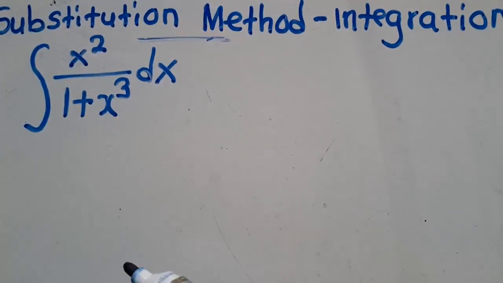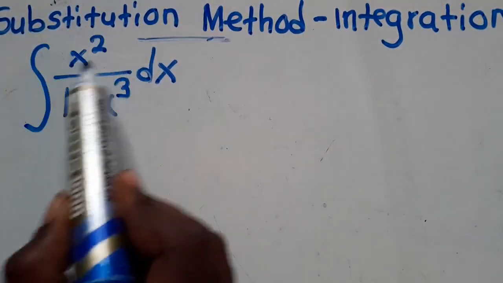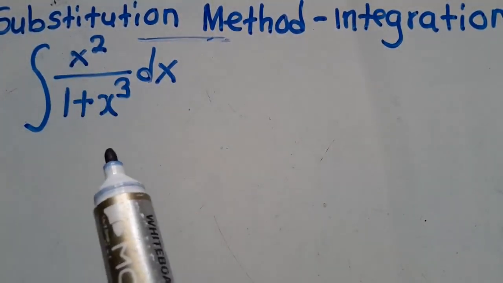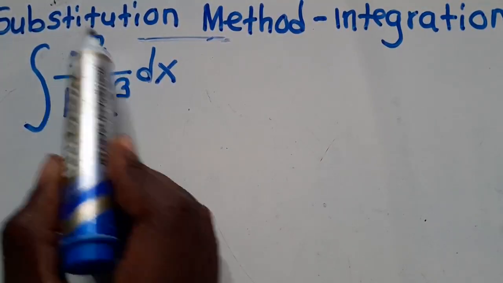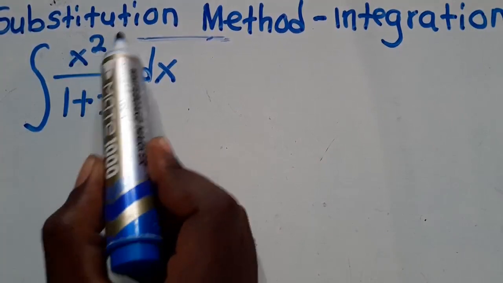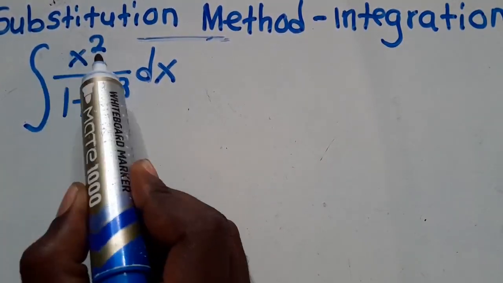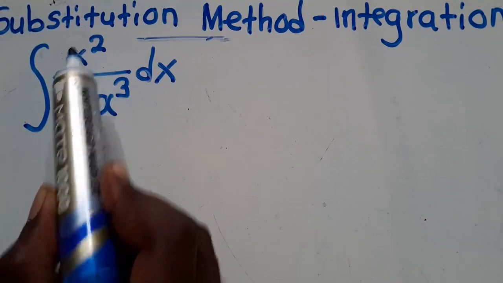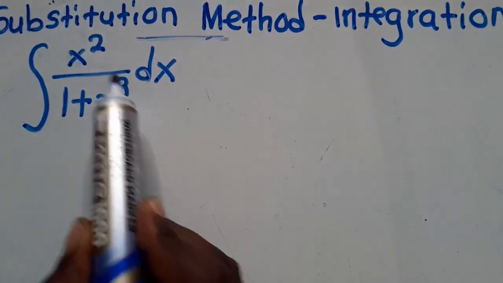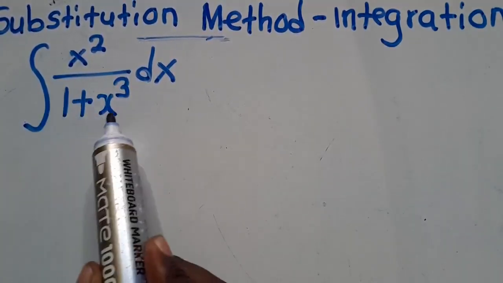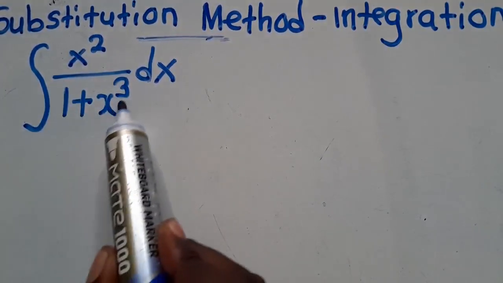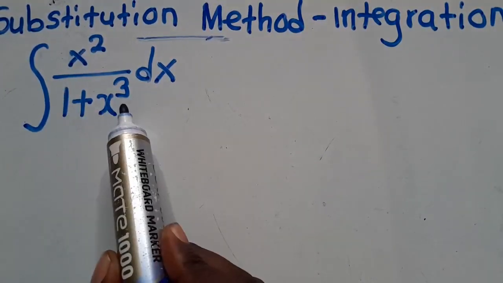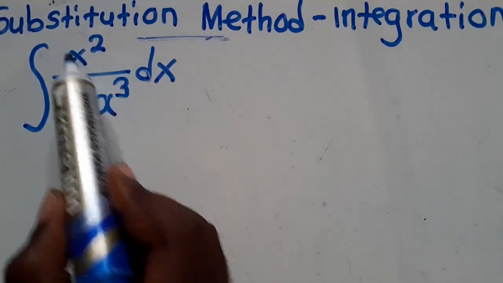You ask yourself, which one can you differentiate to give you a similar expression that will look like the other one? If you differentiate this one, we just have x. But if we differentiate this one, which is down, we are going to have 3x squared, which means it is this expression which is down that we differentiate to get the other one.